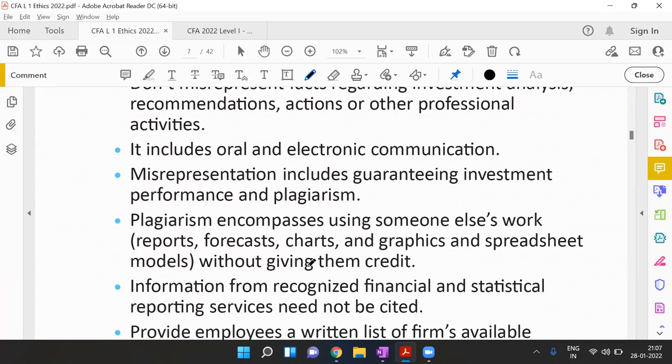But remember here one thing, if you are quoting anything from public sources, ab RBI ki report se agar aapne kuch quote kiya, that is a public source. Us case mein if you are not giving a credit, then it is not a violation, right? So you have to differentiate here. If the question says, if there is a public source in which you have quoted some data, graphics or whatever it is, and you didn't give credit, is it a violation? No, then it is not a violation. But through private sources, right?